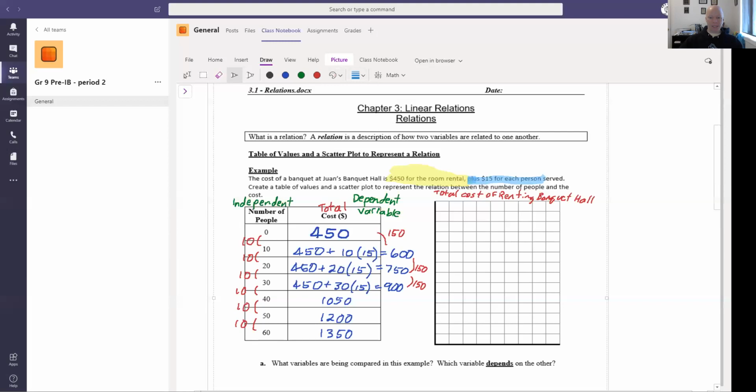So I'm going to say here, this is going to be what's called the label. What I'm going to write here is the label of the vertical axis. I'll write it down here so I have a bit more room. So I'm going to say total cost. You want to be very specific. So total cost, this is the label, and I'm saying the units are dollars.